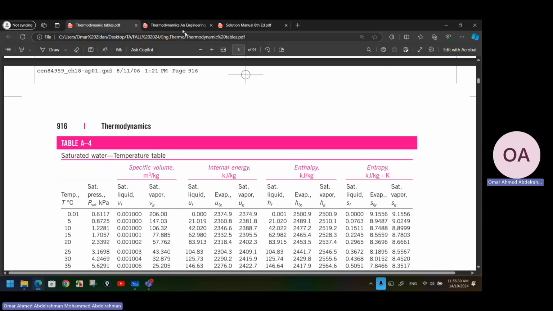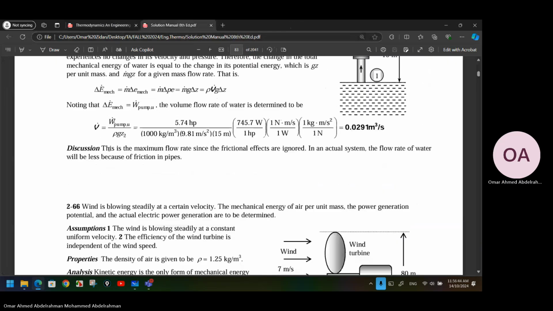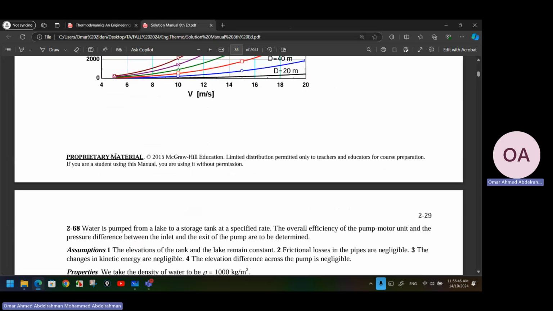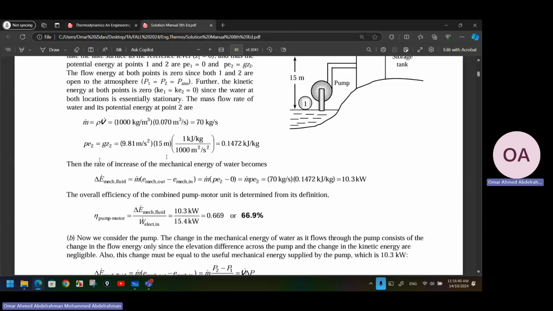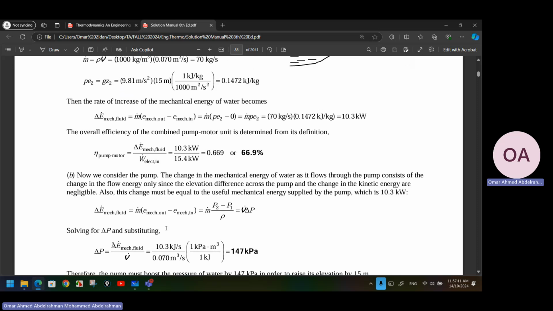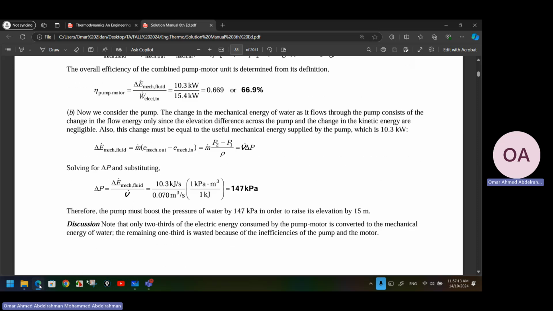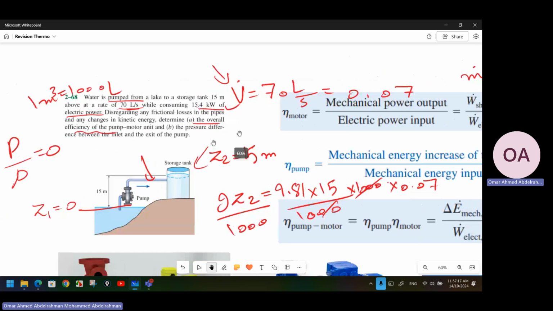It is easier to look at the solution. That is question 268. He calculated the mass flow rate and calculated the potential energy. When you multiply them together, you will have the change in mechanical energy, the increase in the mechanical energy. Then you can find the overall efficiency. You already have the electrical power given in the question. You calculate the delta E mechanical fluid. Then the second part, he will ask about the pressure. Here's an important part.